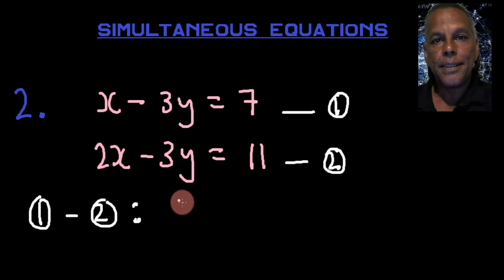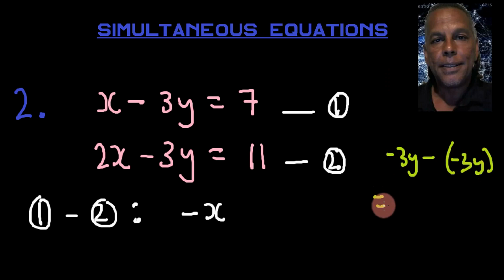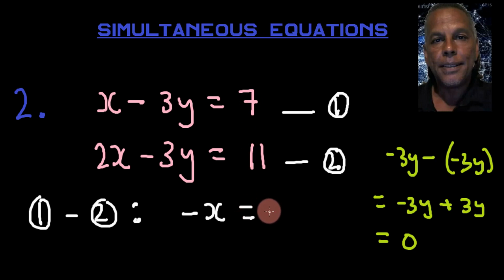So we have x minus 2x, which is negative x. Negative 3y minus negative 3y is going to be 0. A minus times a minus is a plus, so negative 3y plus 3y is 0. Then on the right-hand side here, we have 7 minus 11, which is negative 4. We want to get rid of the minus here, and this is actually negative 1. Of course, we don't write the 1.